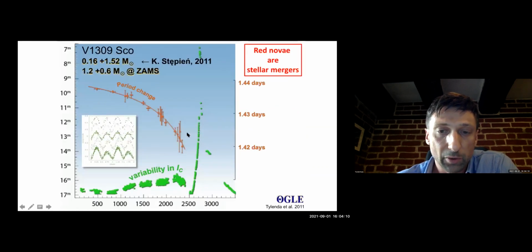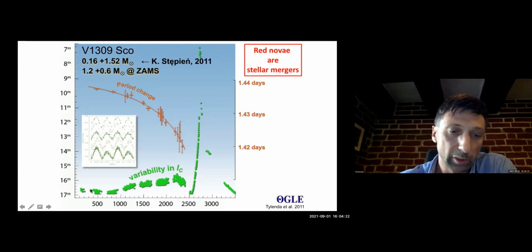And the Rosetta Stone object of this group is, of course, V1309 Scorpii, which we were lucky enough to observe many years before its eruption as a red nova. Those green points show the variability, and what looks like noise, the few thousand days before the eruption, is actually physical variability. Because the object back then was an eclipsing contact binary, which we know now had masses of about 0.2 and 1.5 solar masses after going through rather complicated evolution.